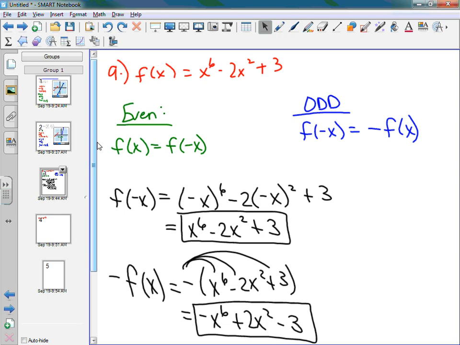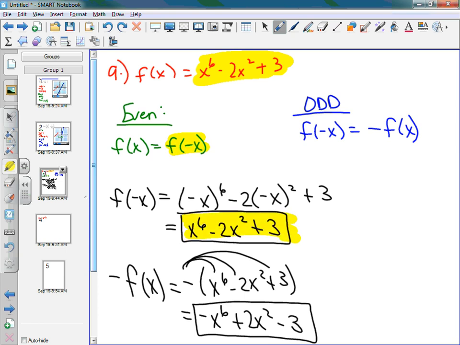Now, we have our two boxes, right? Now, what we have to do is prove that f of x, which is right up here, is equal to f at negative x, which is right down here in the first box. You see those? Are those functions equal? Are they exactly the same function? Since they are exactly the same function, then it is an even function.